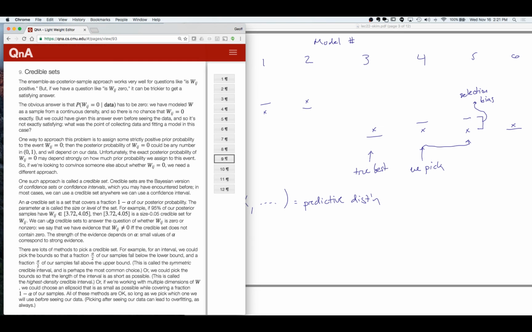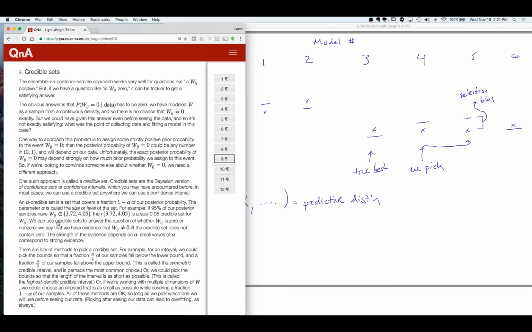And the 0.05 or the 0.95, right, those tell us what's called the size or the level of our set. So in particular, the size alpha is the probability of the set not covering the true value of the parameter.